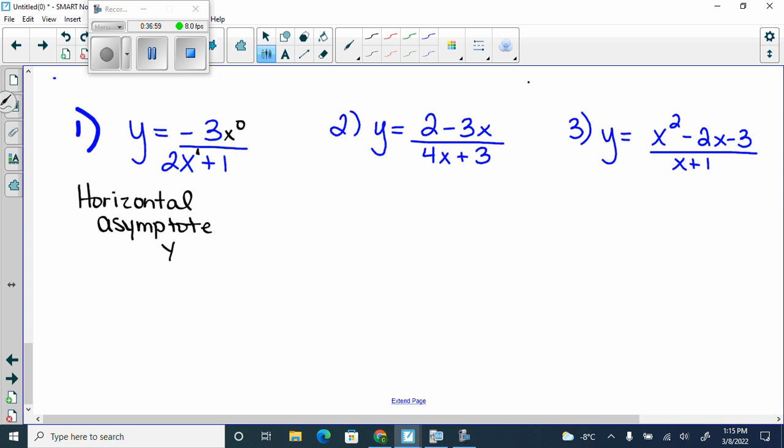Y equals 0 every single time. You're like, what about if it's not? It is every single time. If the numerator is a smaller degree than the denominator, it's y equals 0.